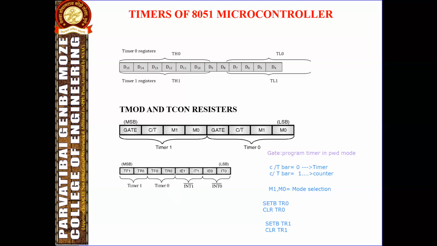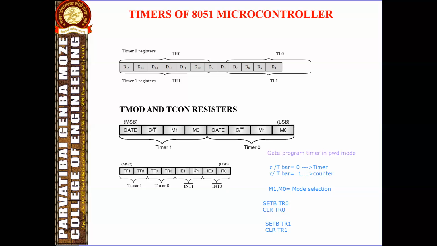And this one is IE1, TCON bit 3, the third bit of the TCON register. Interrupt 1 edge flag is set by hardware when the external interrupt edge is detected, or cleared when the interrupt is processed. And IT1, TCON interrupt 1 type control bit, is set or cleared by software to specify falling edge or low level triggered external interrupts.